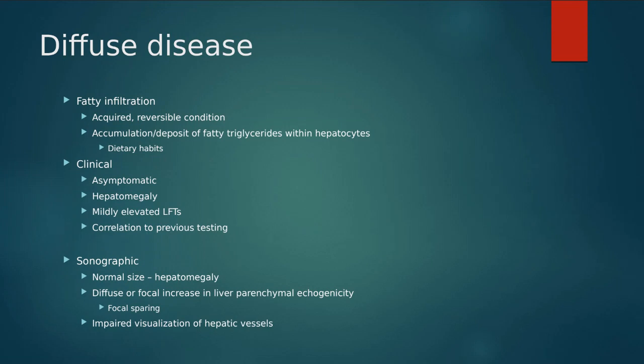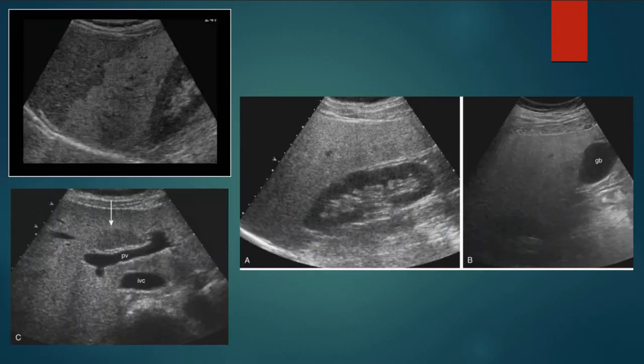So let's take a look at what some of these scenarios can present as on ultrasound. So the main thing that we're going to see is the diffuse, or the overall, increase in echogenicity of the liver tissue. So that's going to be these two examples over here.